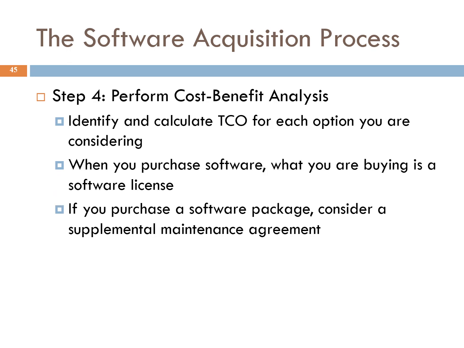Step 4 is perform cost-benefit analysis. Identify and calculate total cost of ownership for each option that you consider. When you purchase the software, what you are buying is a software license. If you purchase a software package, consider a supplemental maintenance agreement.